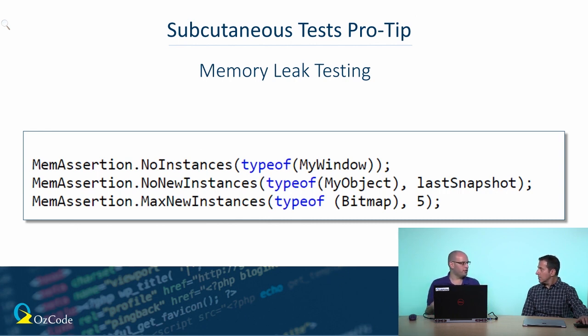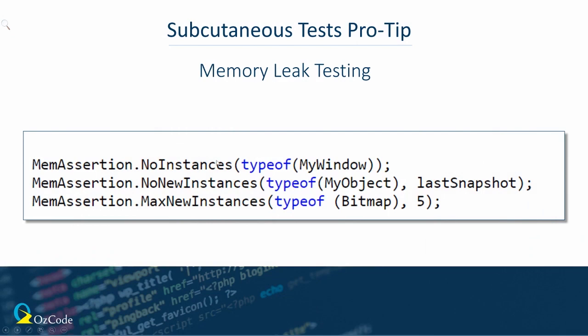So every Visual Studio extension has an idle state. That might mean that Visual Studio is open, but all of the text editors are closed. Or for OzCode, because we're a debugging extension, an idle state means that the user stopped the debugger. And at that point, we know that OzCode shouldn't have any objects still in memory. And then you can do a memory assertion.